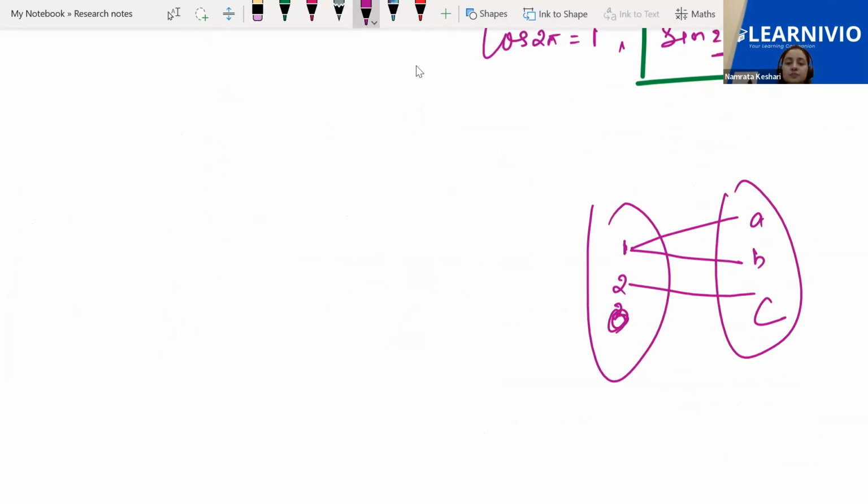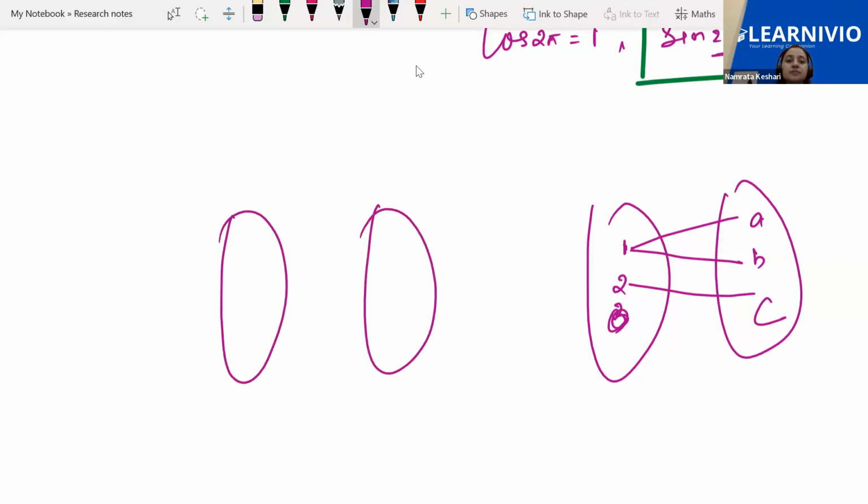Is it a function? Ali and Alina, is it a function? No, ma'am. It's not a function. One input will not give two different outputs. However, the scenario can be like this. 1 is going to A and 2 is also going to A. This is a function, and this is not a function.